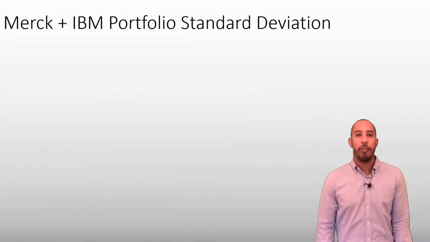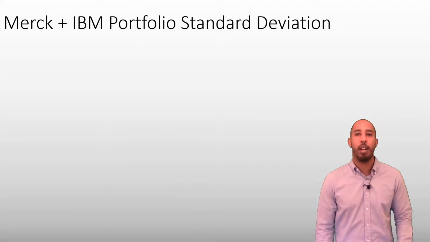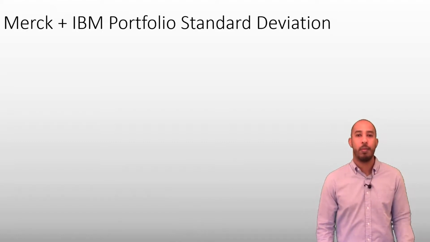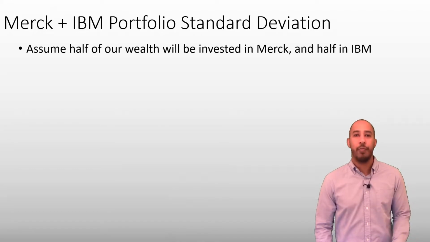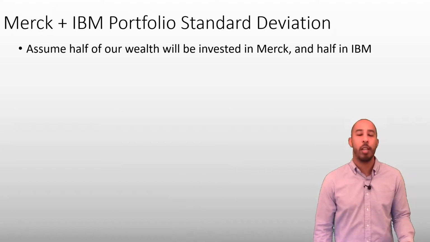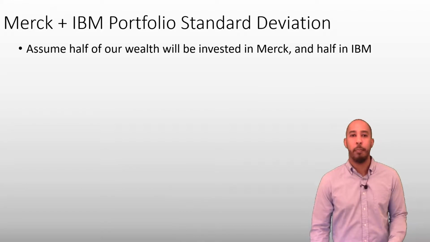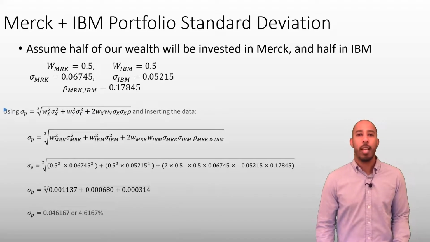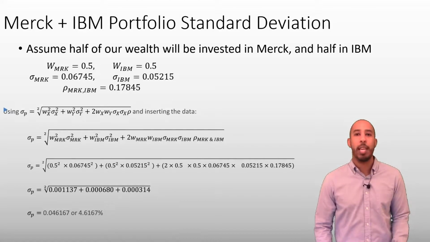Now we have nearly all the information necessary to compute the standard deviation of this portfolio. The only remaining piece are the weights. How much of our money will go into Merck and how much will go into IBM. Let's say we'll split it half and half. 50% of our money goes into Merck and the other 50% will go into IBM. So the weights for both are 0.5. We'll also take the standard deviations we computed before and the correlation we found and simply insert that data into the formula. And we get a portfolio standard deviation of 4.6%.